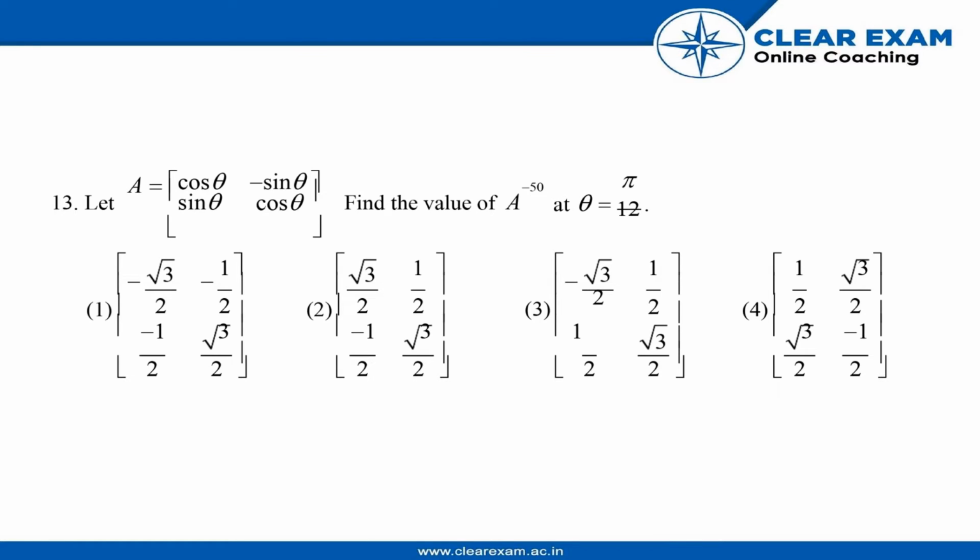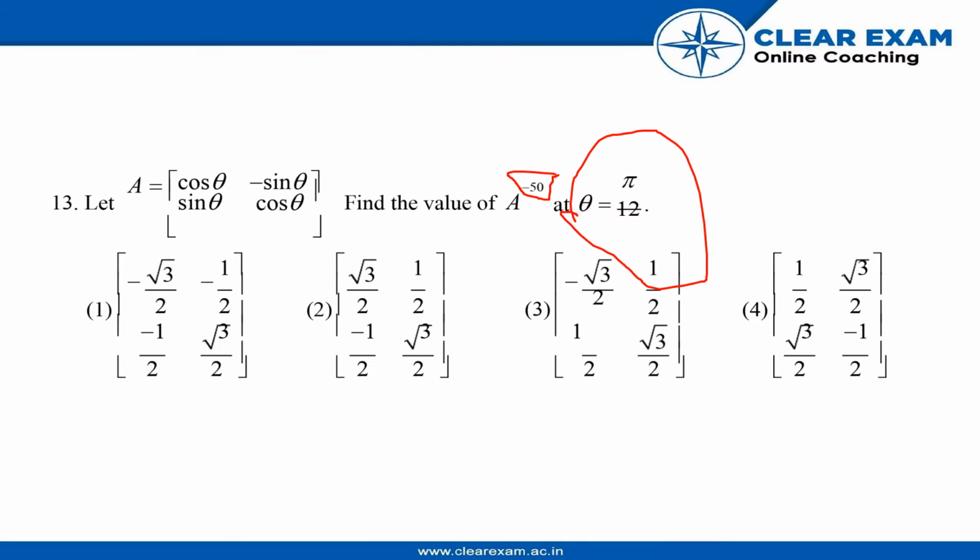Question number 13, which states: let A equals [cos theta, minus sin theta; sin theta, cos theta]. Find the value of A to the power minus 50. Remember, it's minus 50 here, at theta equals pi by 12, and theta's value is given as pi by 12. Four options are given here. So let's have a look at its solution.